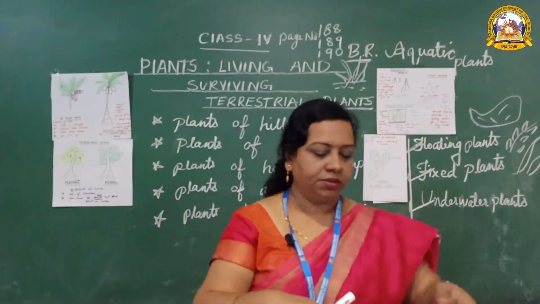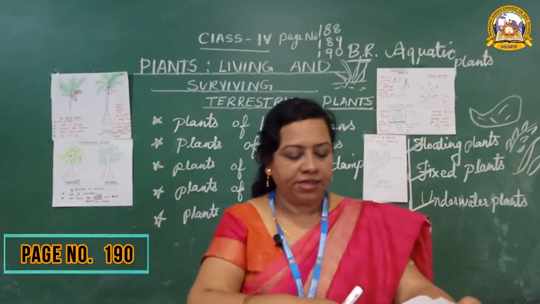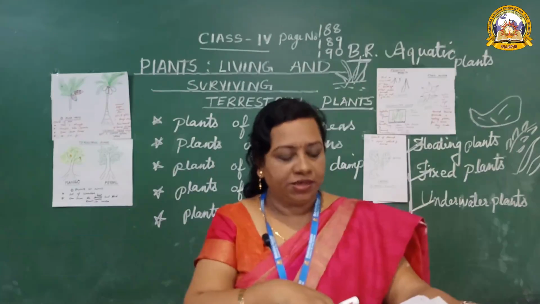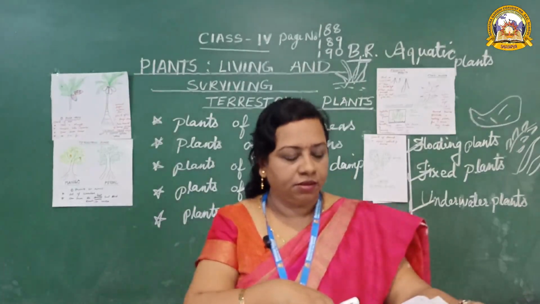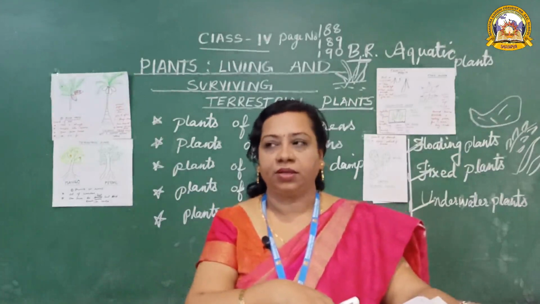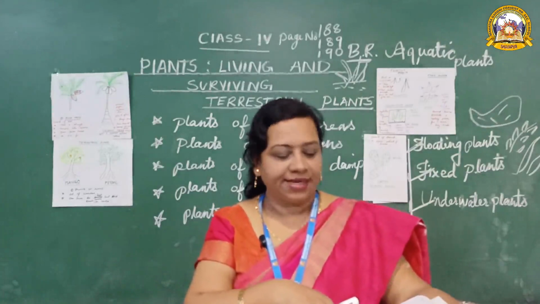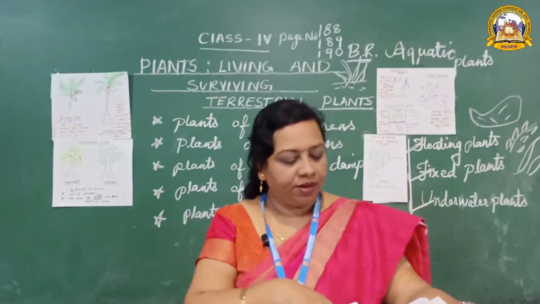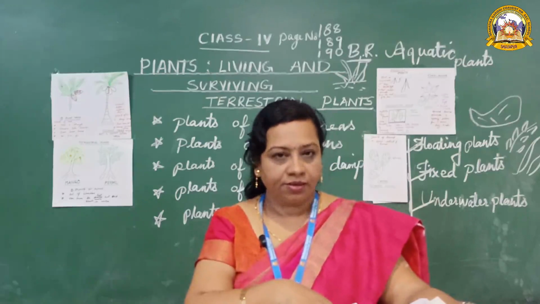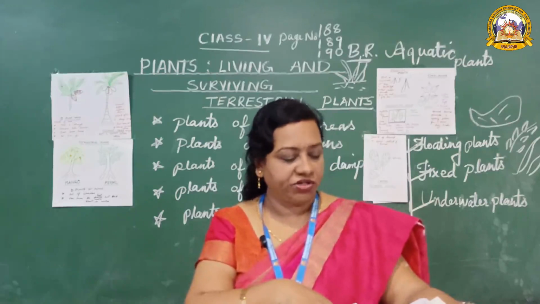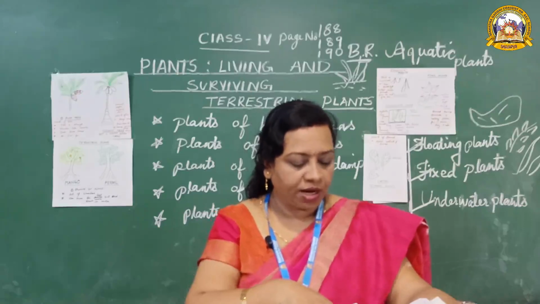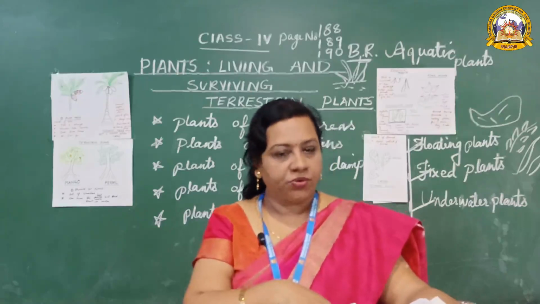Then page number 190, checkpoint. Circle the correct answer. First one: cactus is which type of plant? Desert, floating, underwater. Cactus is clearly a desert plant. Second, in dash, soil is clay and sticky. In marshy areas, soil is clay and sticky. Third one, duckweed and water lettuce are floating plants.